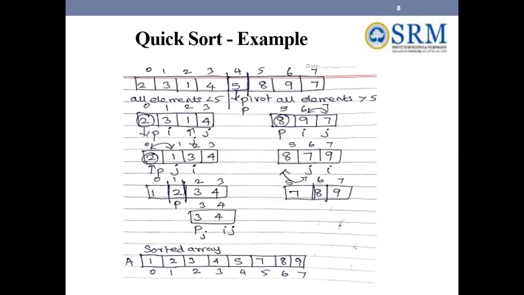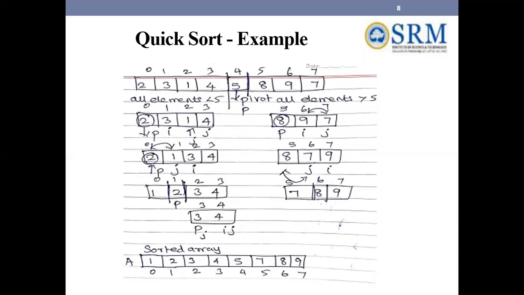Again, in the right subarray, we have 2 elements. So we have to repeat this process till we have a single element. Because we have a single element, no need to sort. If we have 2 or more elements, we have to sort it. So 3 and 4, again 3 is the pivot element.